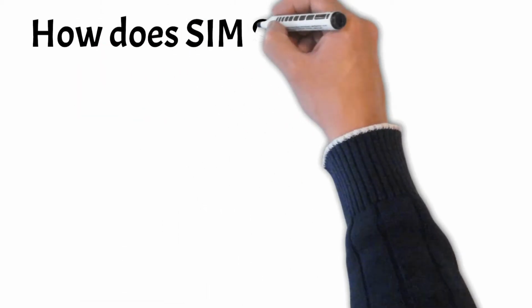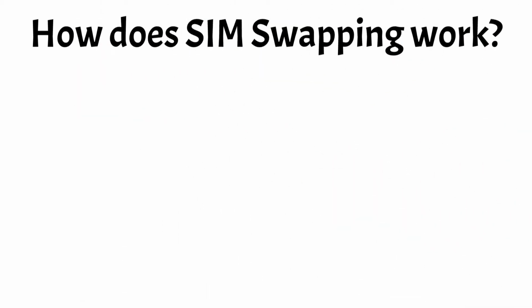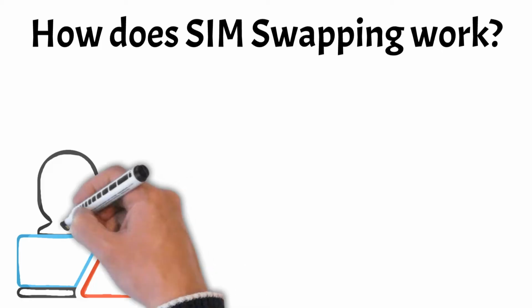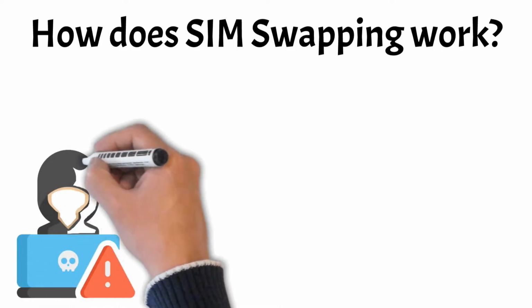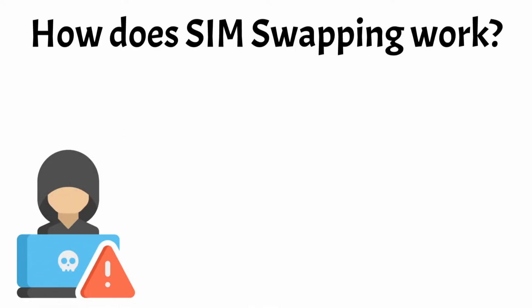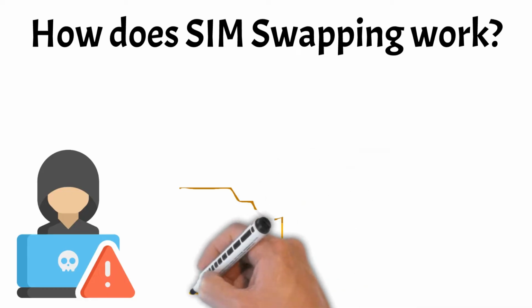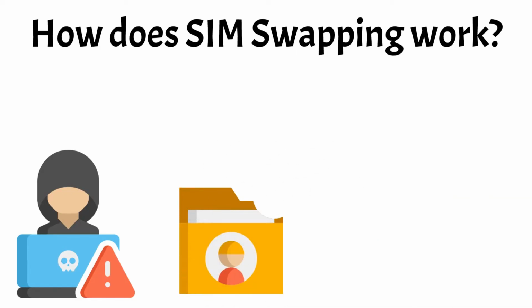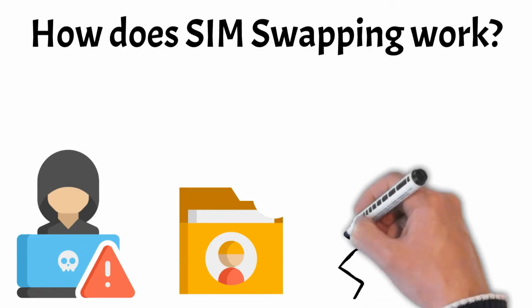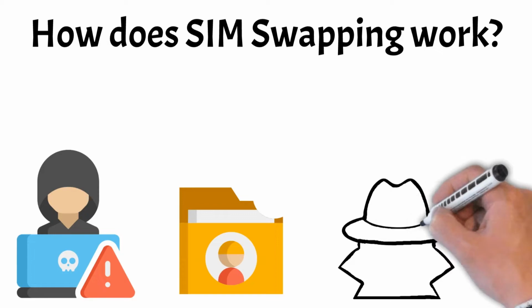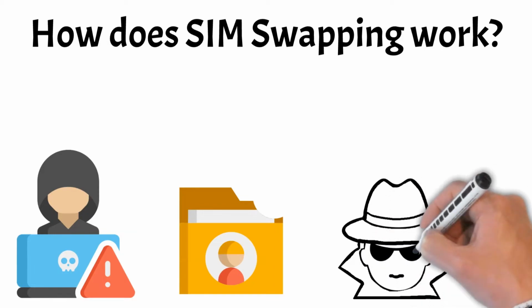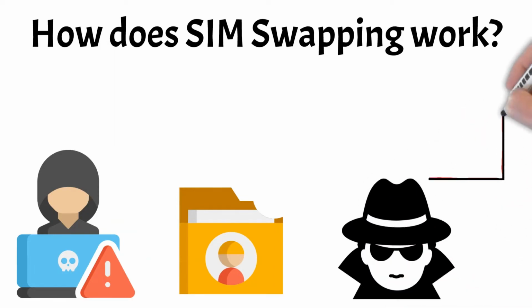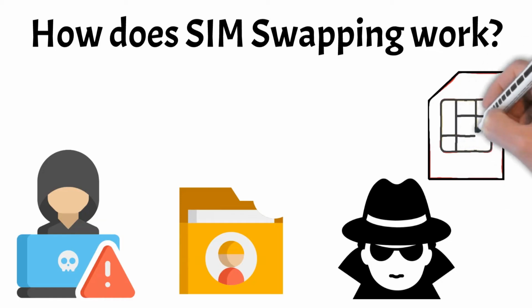Now that we understand what SIM swapping is, let's dive into how it works. SIM swapping operates by tricking a mobile carrier into transferring a victim's phone number to a SIM card controlled by the attacker. The hacker typically starts by gathering personal information about the victim through phishing, data breaches, or social engineering tactics. Once they have enough details, the attacker contacts the victim's mobile service provider, impersonating the victim and convincing the carrier to activate a new SIM card in their possession.